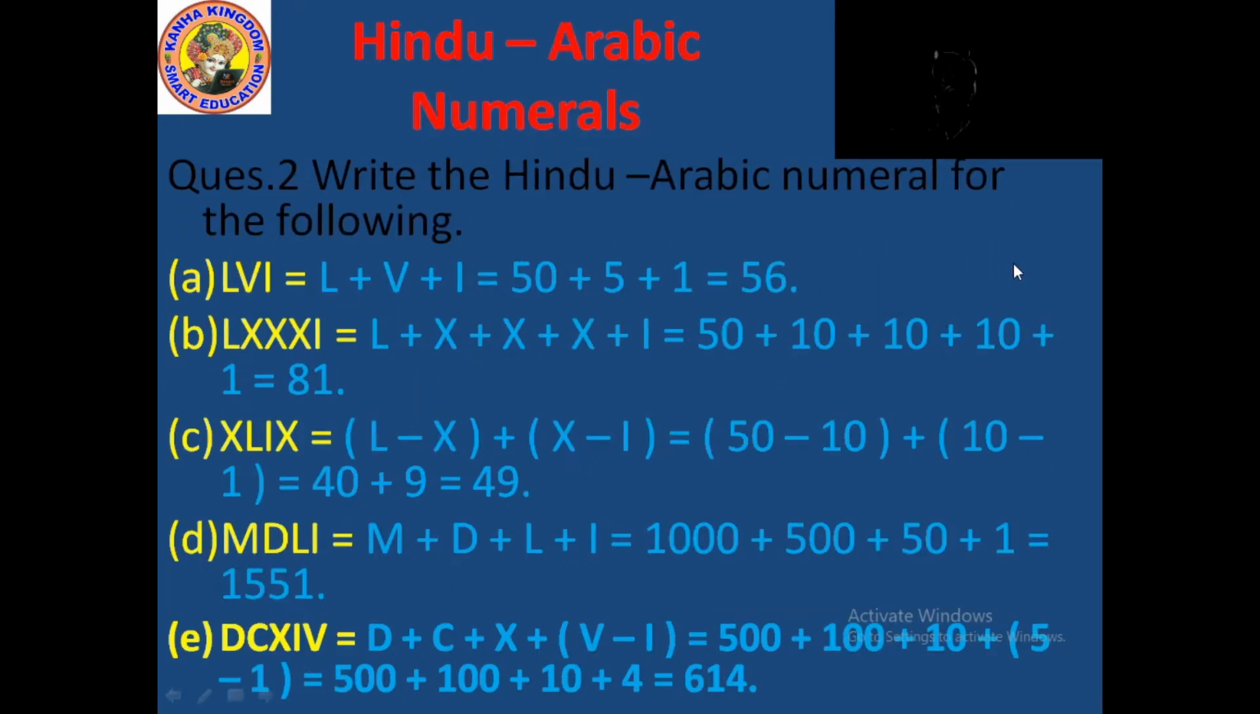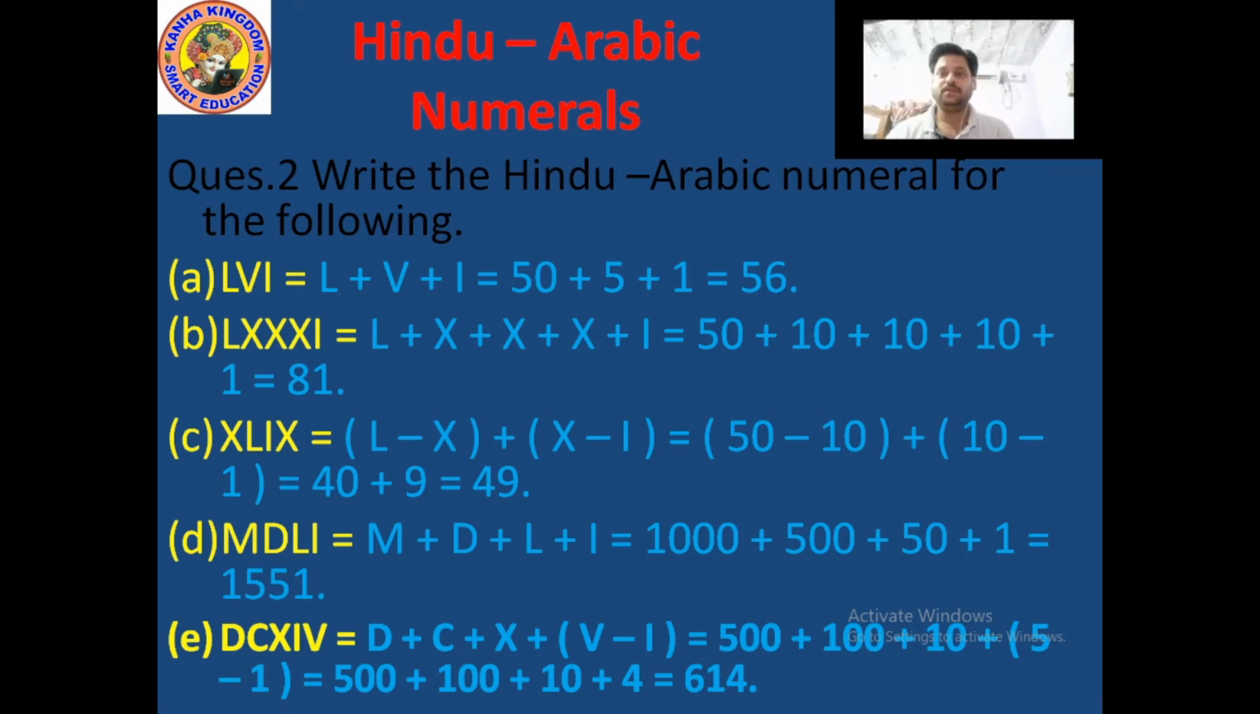Now the second question of this practice time is that write the Hindu Arabic numeral for the following. In this question, you give the answer in Hindu Arabic numeral. So first part of this question is LVI. First see all the letters in the descending order. Is L is greater than V? Yes. And V is greater than I? Yes. Means all the letters in the descending orders.